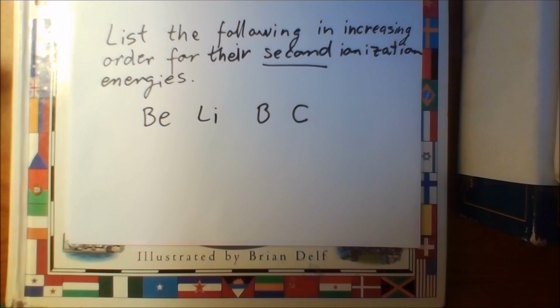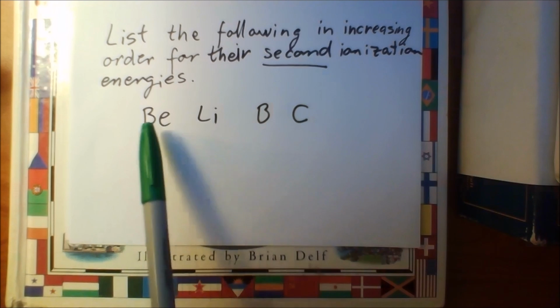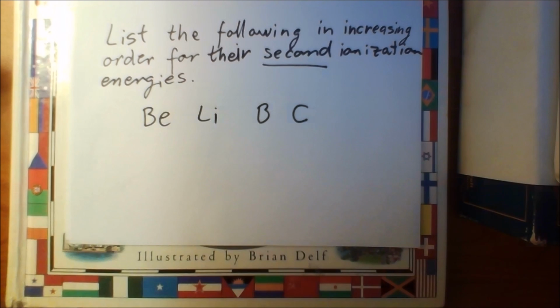We're going to look at how to list elements in order of their second ionization energies. So now we're looking at second ionization energies. This is a little bit different than the first ionization energies because we're not actually concerned with the location of our given elements on the periodic table. We're concerned with the location of the elements they become isoelectronic with after we've already removed one electron. So I'll show you what I mean by that.